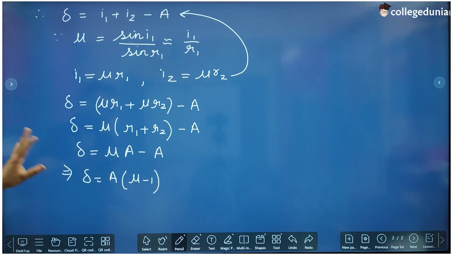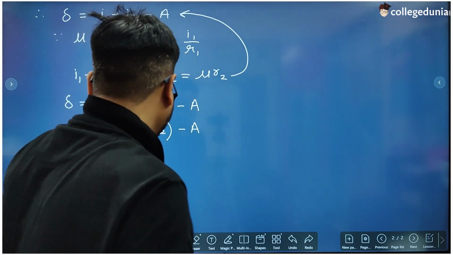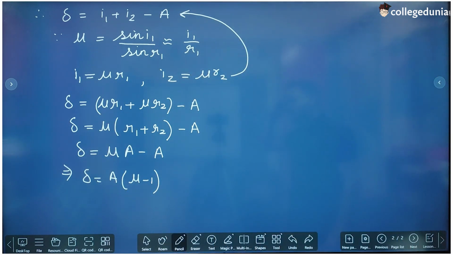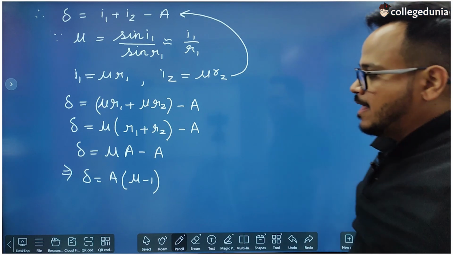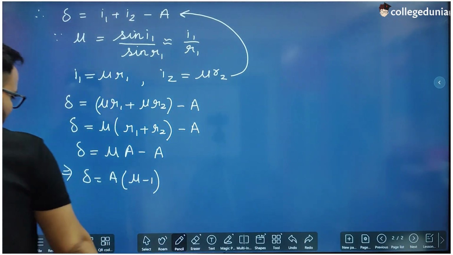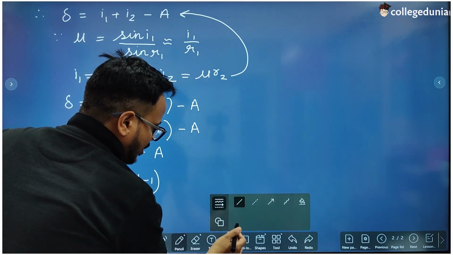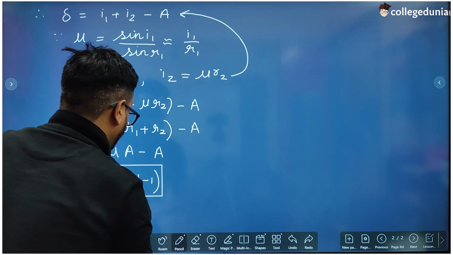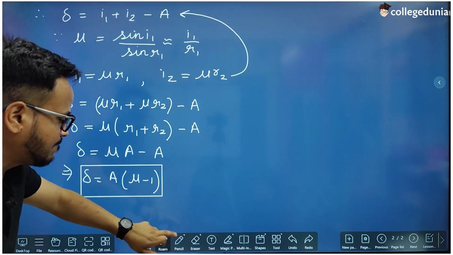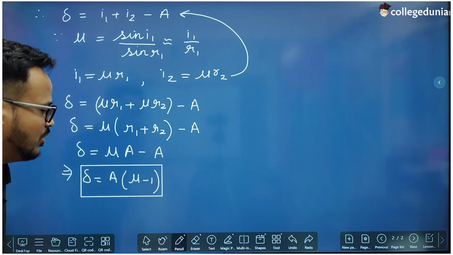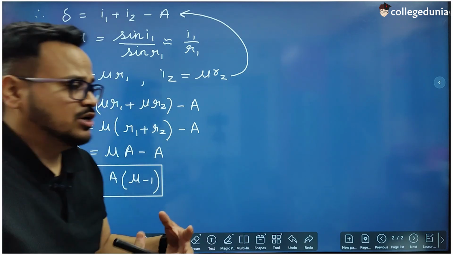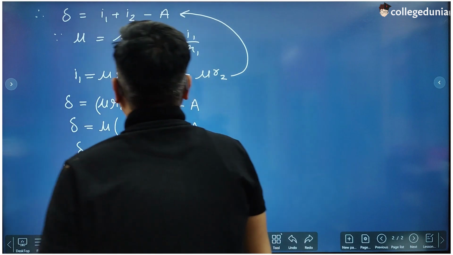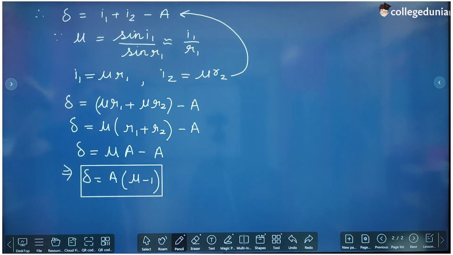This is not the prism formula. We have not arrived at the final formula, so we will continue from this. So delta is A into mu minus 1. So what is the prism formula? Why have I stopped here? Because this is also a very important result. So let's put this in a box. This is also a very important result, but we are not going to discuss its importance, because this video is specially for the prism formula. I was about to say Lensmaker's formula, but that was the other video.